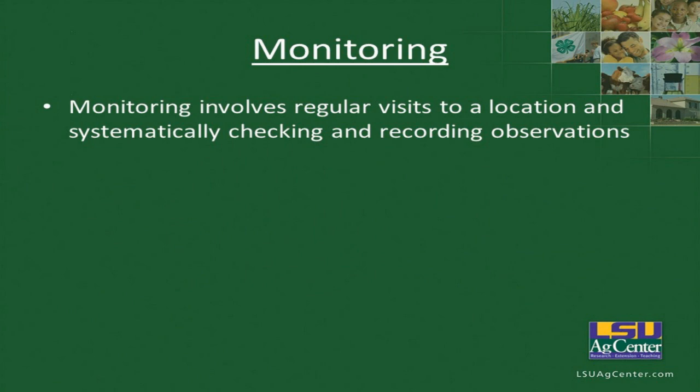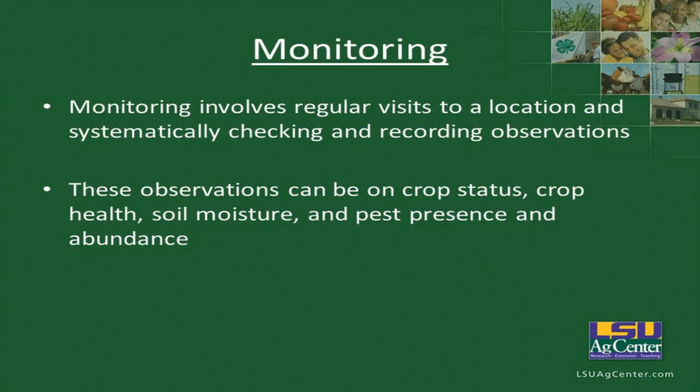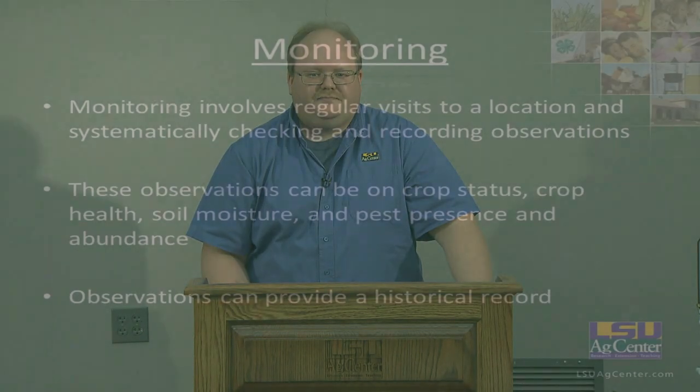Monitoring involves regular visits to a location and systematically checking and recording observations. When I plant soybean out in the field and I'm doing my different research plots, I'm going and I'm checking those weekly. These observations could be just crop status, how does the crop look, crop health, soil moisture, pest presence and abundance. And for insects, we really need to figure out a way to be able to monitor for those, and that's where the sampling part comes in.